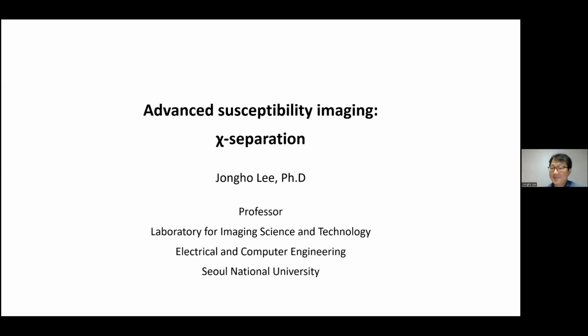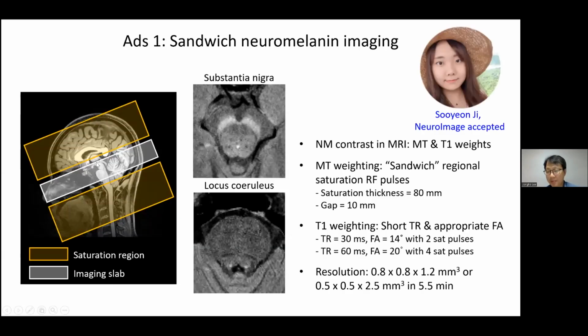So the topic that I will talk about today is advanced susceptibility imaging, and that's focused on a new technology called Chi separation that I developed in my lab. Let's begin. But before we go into the details of the technology, let me briefly introduce some of the other technologies that I've been developing in the lab.